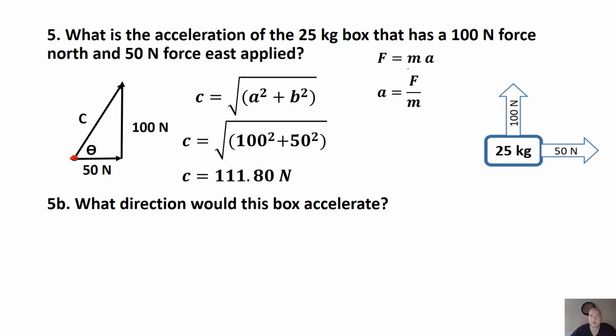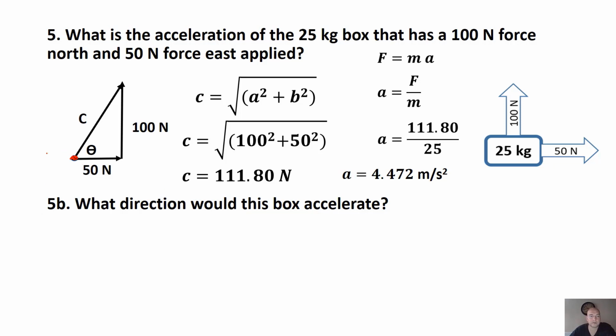We rearrange this top equation, divide out the m from both sides. We get a equals F over m. And then we can go and plug in our values. So we can plug in the 111.8 over 25, and we're going to get an acceleration of 4.472 meters per second squared.